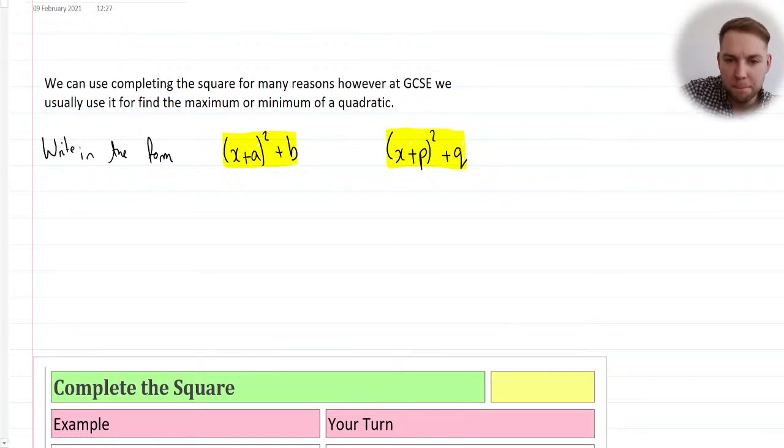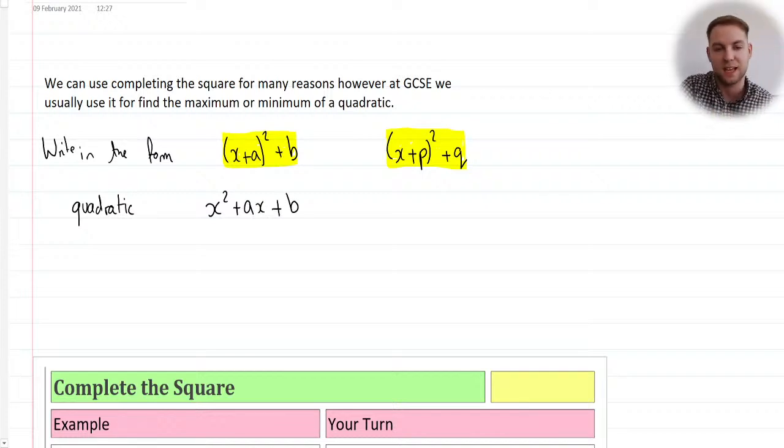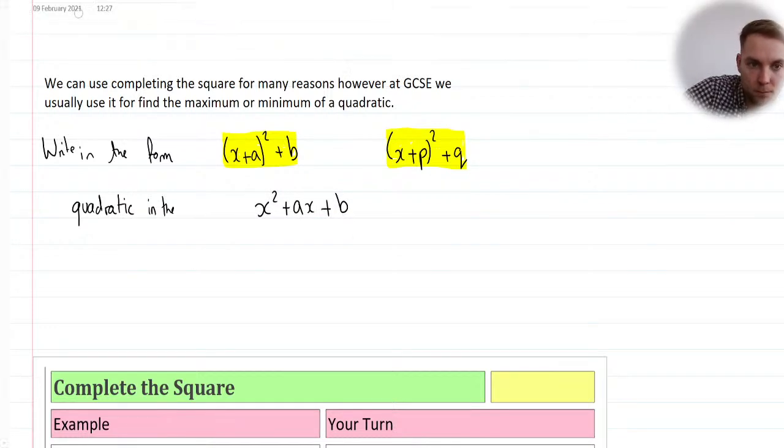So there are a few different steps. Remember, we're only going to be dealing with quadratics that haven't got a number in front of the x squared. So our quadratics are in the form x squared plus ax plus b. Now this a and b here aren't the same as the a and b in the previous form. So we're dealing with quadratics in the form x squared plus ax plus b. There's a few different steps for this, and I'm going to talk through the steps. So I'm actually going to write these out.